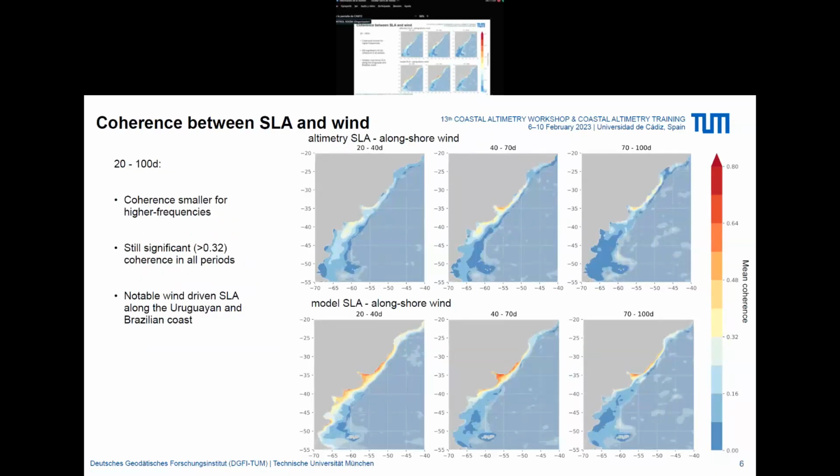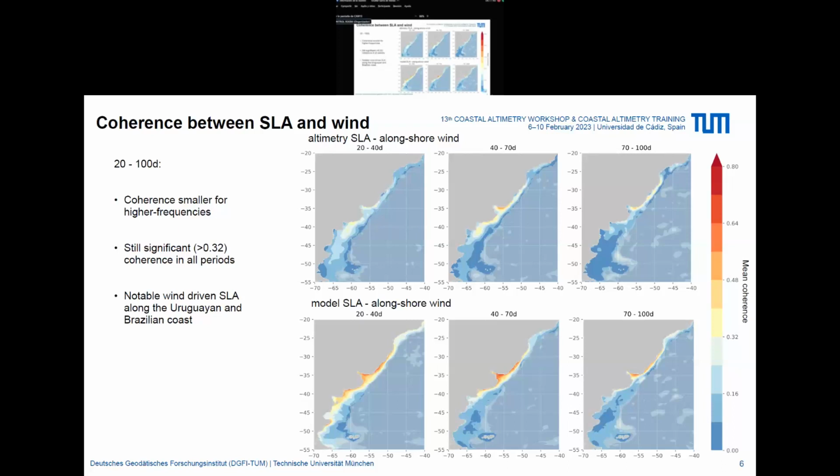Going to higher frequencies, because that was what I was really interested in, of course, we don't obtain that much coherence as we saw before at the annual frequency. We now look at 20 days to 100 days. And even if the coherences are much lower, we still get significant coherence of wind and sea level anomalies for all of the periods. So that means that the values are above 0.3. So everything that is yellowish is significant, and we get this for both of the products.